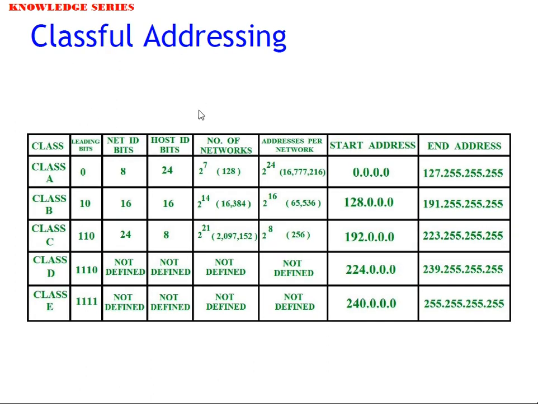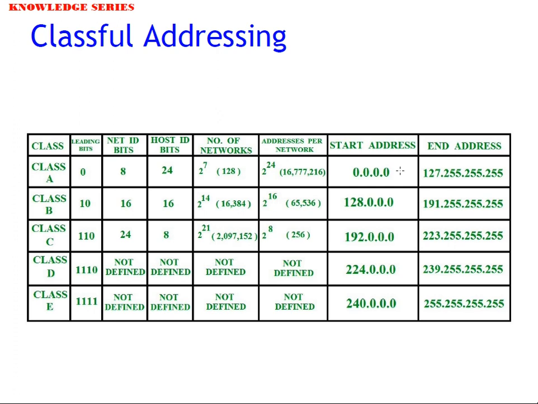examples. Before starting, let me refresh you with the classful addressing, where different classes A, B, C, D and E have starting addresses ranging from 0 to 127 for A, B from 128 to 191, C from 192 to 223, D from 224 to 239 and E from 240 to 255.